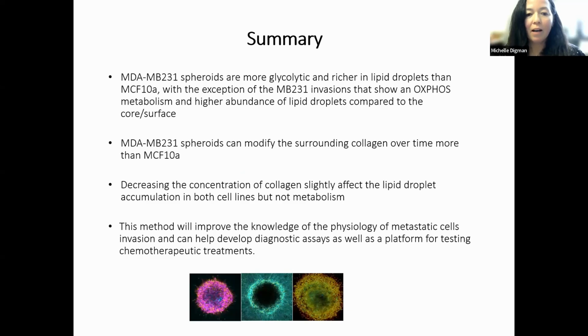So in summary, we're able to multiplex different regions of the spheroids and look at each cell. We're able to look at the changes of lipid and polarity of lipids and lipid droplets and see what is happening to the surrounding environment. So we believe that these kinds of ways to multiplex imaging techniques will improve the knowledge of what's happening in metastatic cell invasion, specifically in cancers.